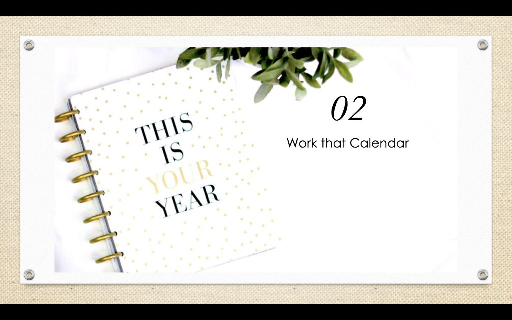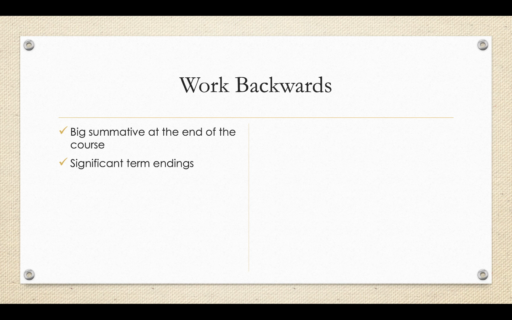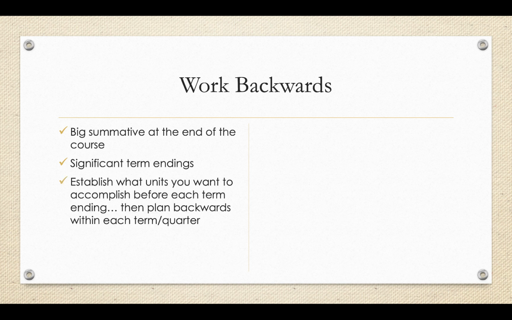So let's put in a list what you should be working into your calendar and in what order. Again, you'll want to work backwards. Start with the huge thing, probably a test in this day and age, at the end of the course. Then think of the other significant endings, most often quarter or semester endings. You want to establish what units you want to accomplish before each term ending, then plan backwards within each term.